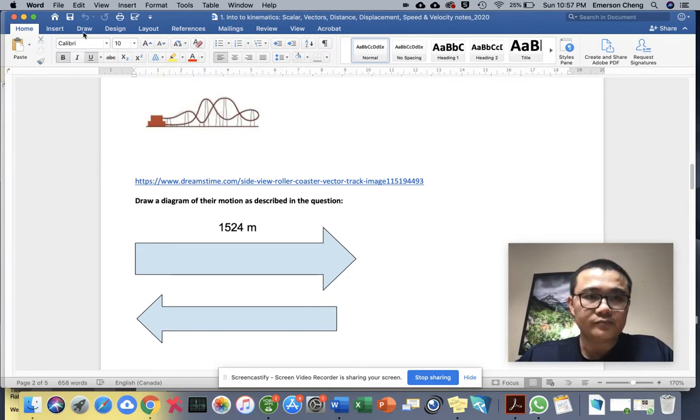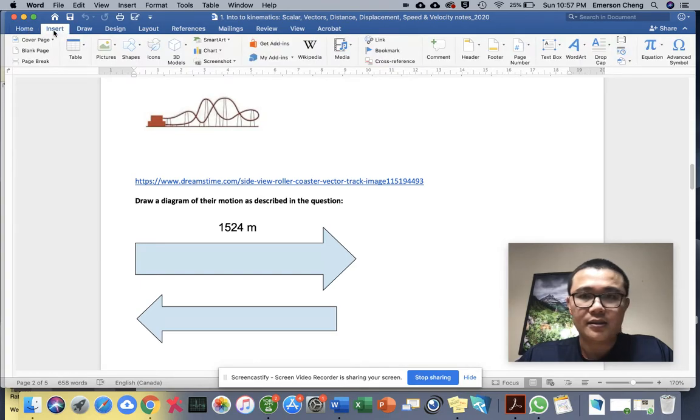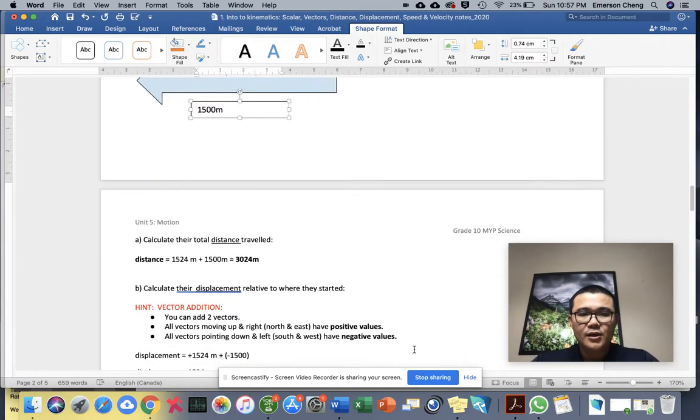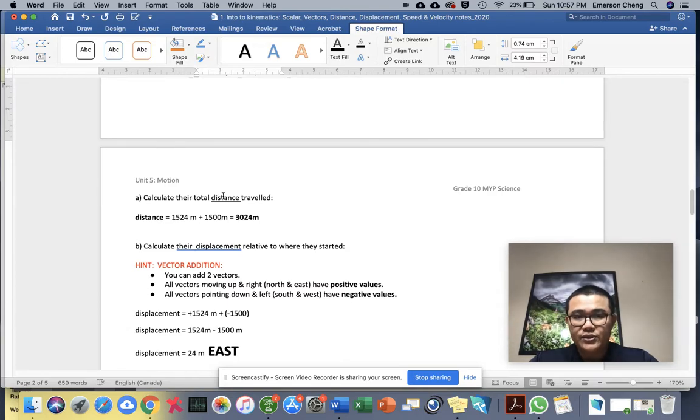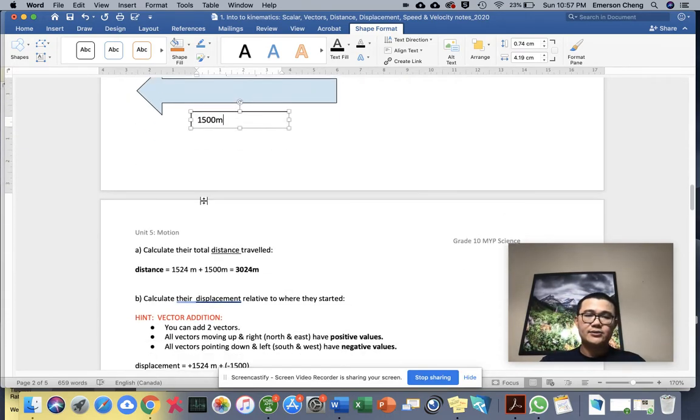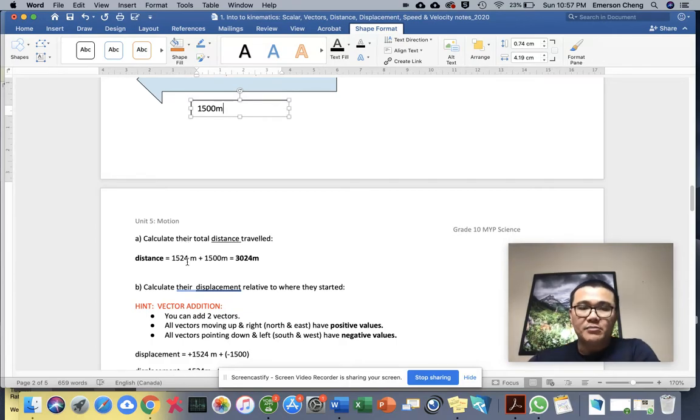I'm just going to use a text box. Insert, text box, and I have 1500 meters. When you calculate the total distance traveled, you are considering the path, the total length of the path. So you go this way and then that, you add up the two distances together, and it gives you this number.